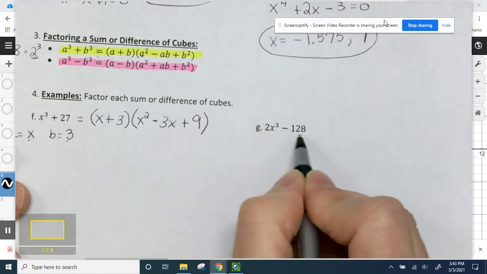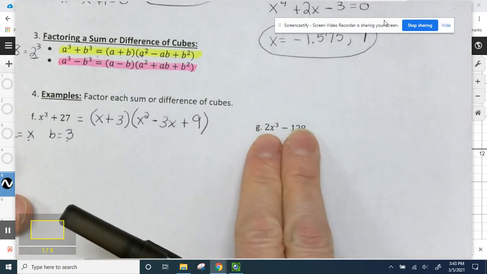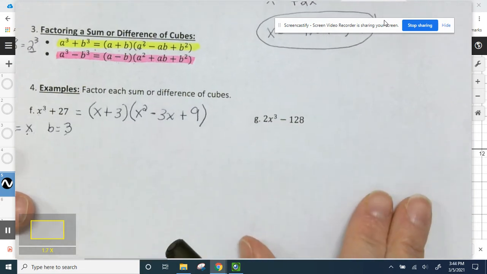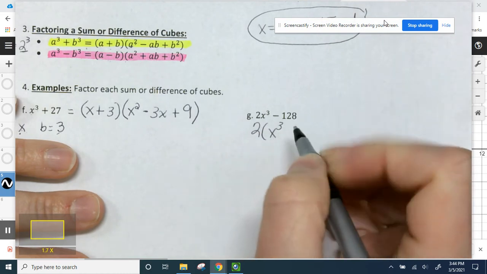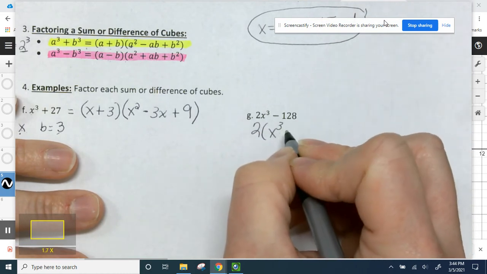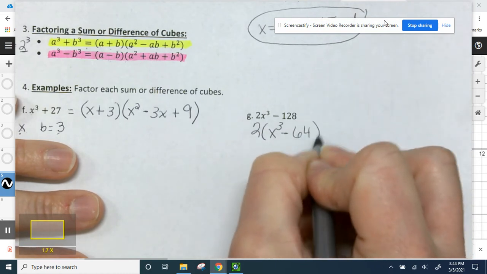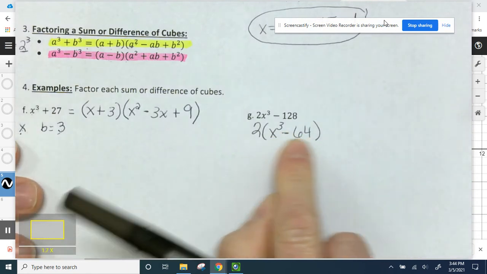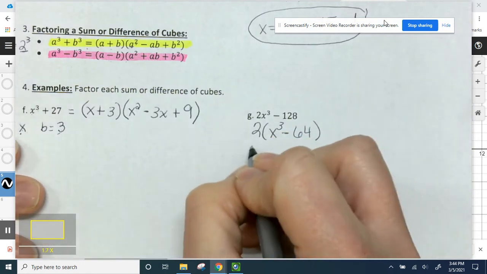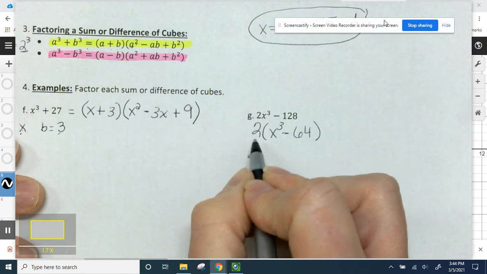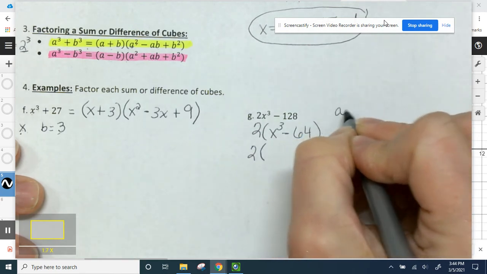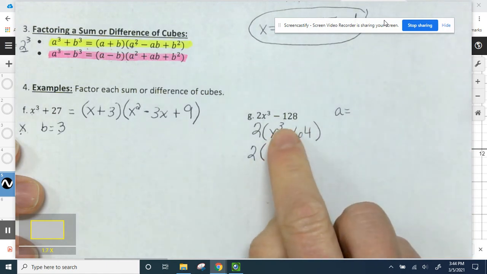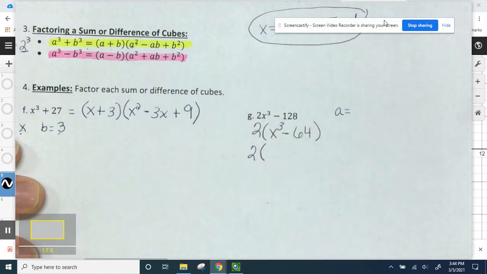All right, let's look at example G here. Now, the first thing that I notice here is that I've got two even numbers. I have a 2 and a 128. So the first thing I'm going to do is take a 2 out. That's going to leave me with x cubed minus 64. Now, this x cubed minus 64, that's what I want to factor. Okay, now you got to keep your 2 because you took that out, so it's part of your factoring now. All right, let's figure out what a is. If it's x cubed, then what do I cube to get x cubed? That would be x. So my a is equal to x.